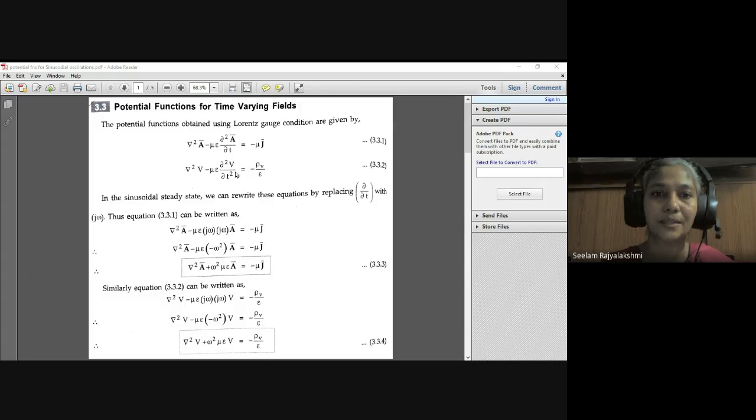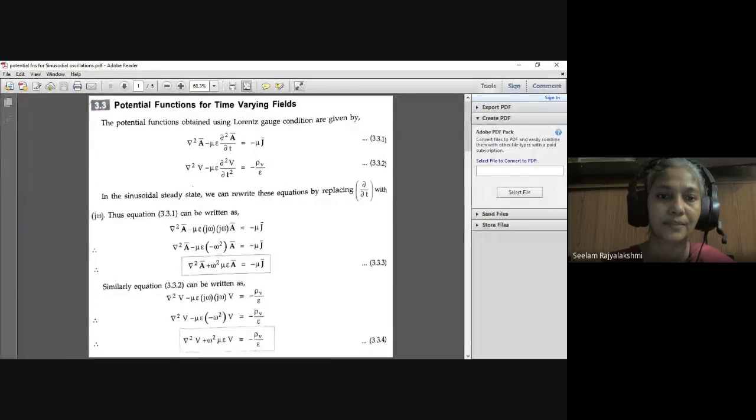Similarly, we can replace del square by del t square using j omega in equation 3.3.2. Del square V minus mu epsilon, with del square by del t square replaced by j omega into j omega, V equals minus rho v by epsilon. So del square V plus omega square mu epsilon V equals minus rho v by epsilon. This is equation number 4.